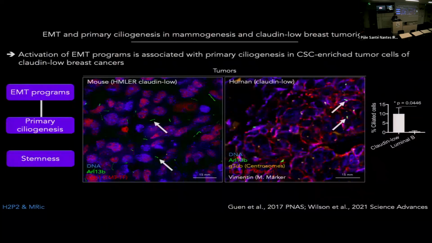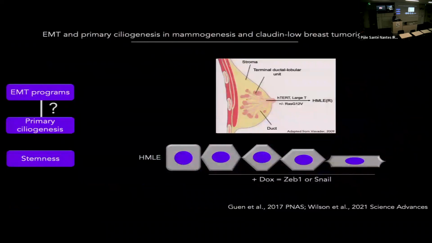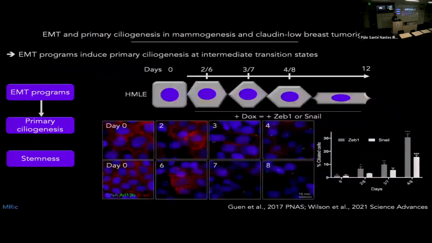So having defined that EMT is associated with primary ciliogenesis was nice, but at the time, the interesting question was how do EMT programs promote primary ciliogenesis? And to address this question, we then used human mammary epithelial cells isolated from mammoplasty and immortalized in vitro, the HMLE cells. And we modified these cells to induce EMT and track ciliogenesis dynamically in these cells. And by using this model, we then showed that yes, indeed, EMT directly induced primary ciliogenesis, and that primary ciliogenesis is induced at intermediate EMT transition states.